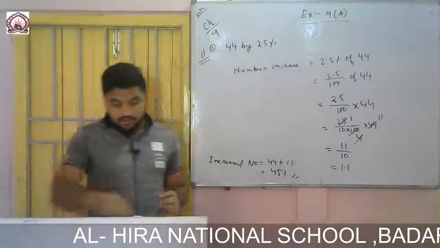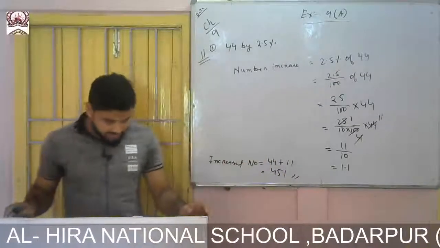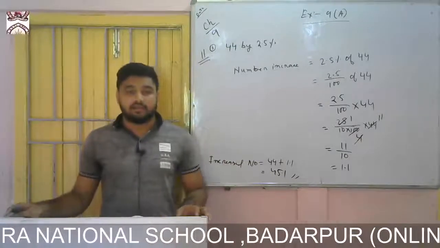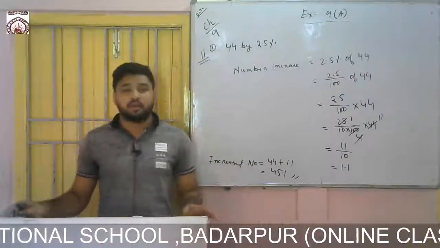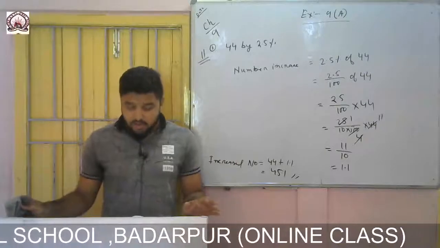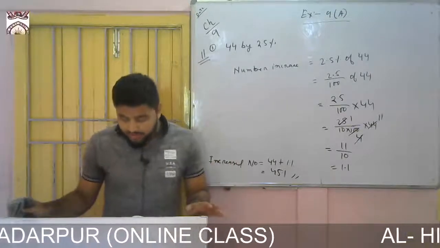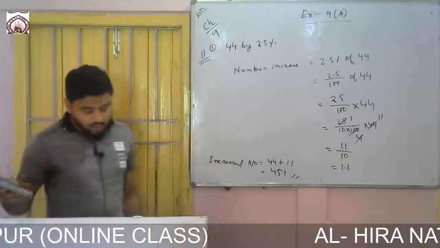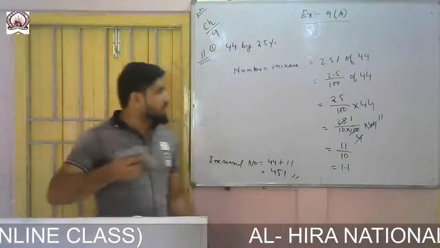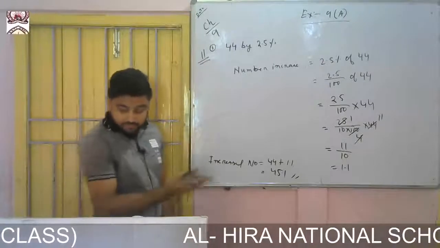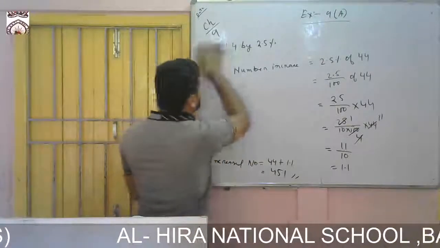Now the same with decrease. Decrease is just the opposite. Question number 12 is the opposite of question number 11. 400 decreased by 25%. So how to do? See, question number 12.